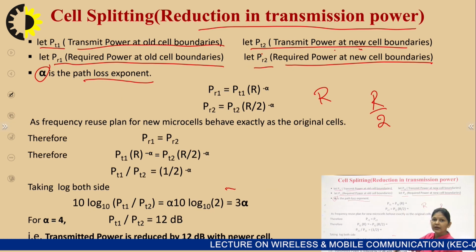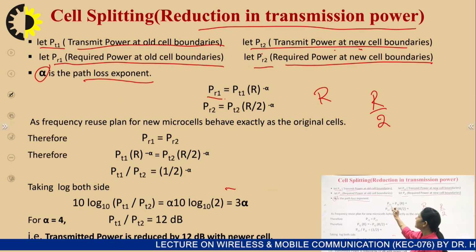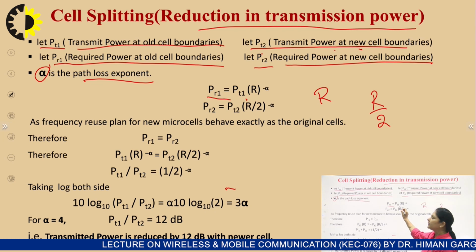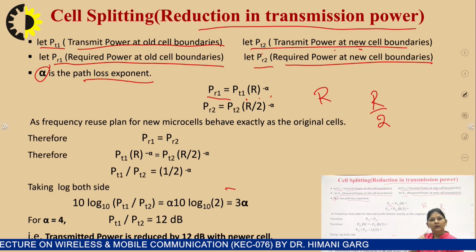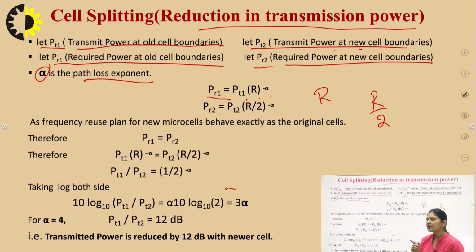When we calculate the power received, it is given as power received equals power transmitted times r raised to the power minus alpha. This is for the older cell where we have not used cell splitting. In the second case we are using the cell splitting approach, in which we have reduced the radius by half, so the new radius is r/2. The power received in the new cell is equal to the power transmitted by the new cell times r/2 raised to the power minus alpha.